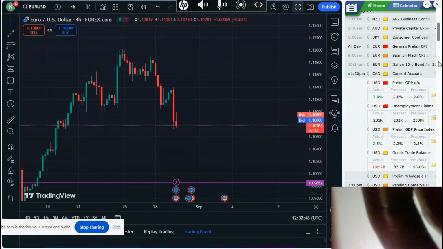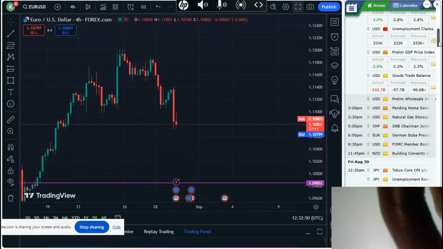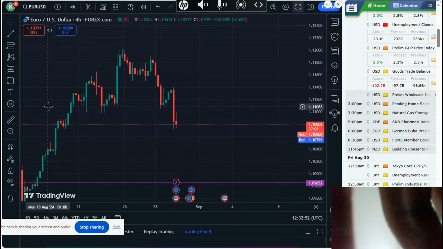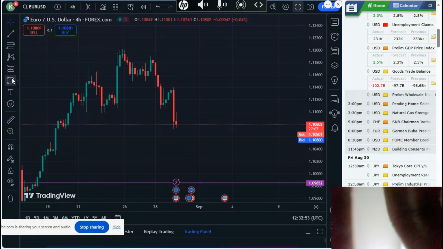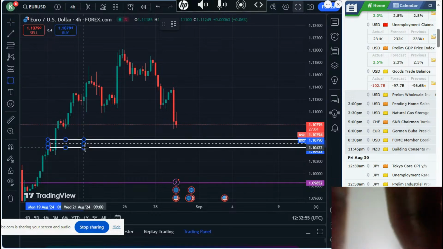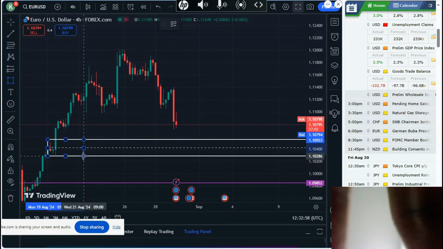I'm anticipating the market by 3 p.m. to do the opposite of the market. So I would set a pending order again on the Euro USD.